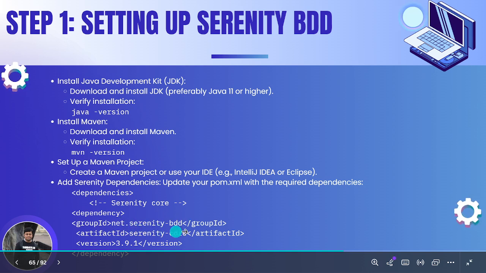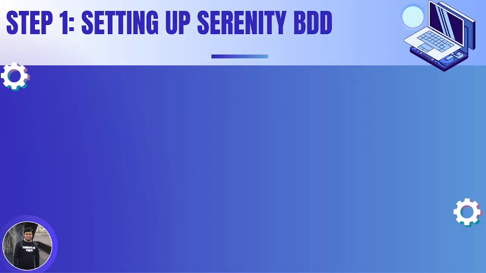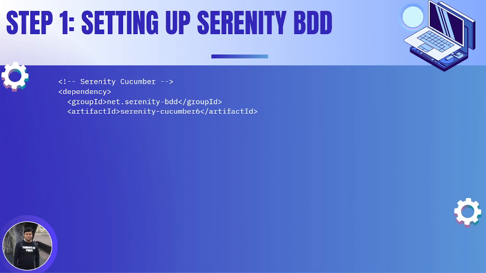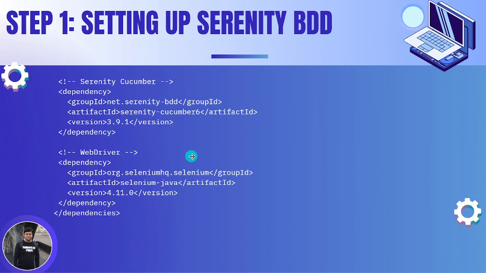You can see net.serenity-bdd serenity-core, and then the version of the dependency. Then next, for Cucumber, you can use serenity-cucumber6 and then the version, and also you can use Selenium Java and its version. So these are some Maven settings you need to add in your project.